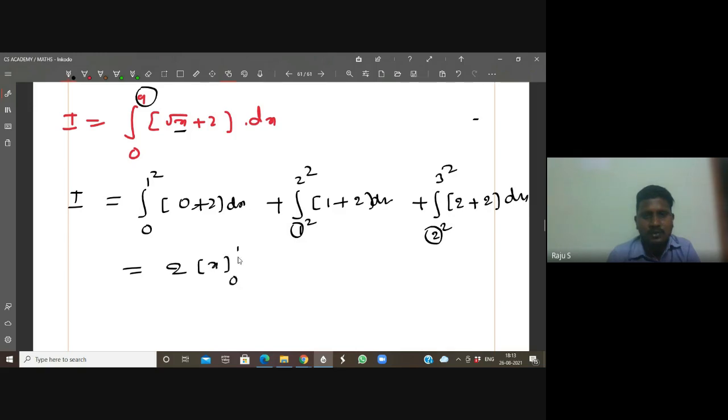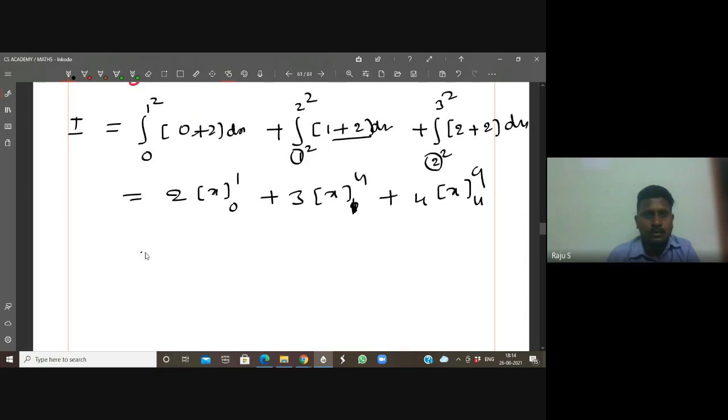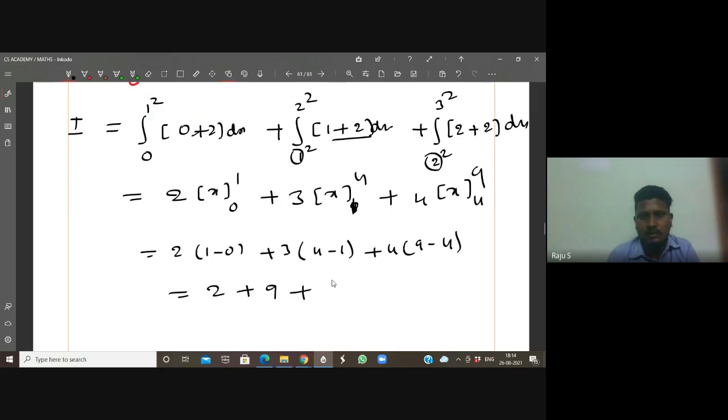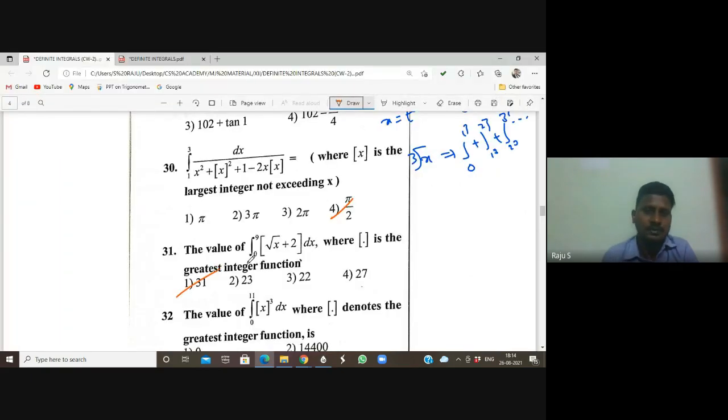x from where to where? 0 to 1. Here 1 plus 2 is 3. 3 is a constant outside, x from where to where? 1 to 4. Here 4 is a constant, take it outside. 4 times x, from where to where? 4 to 9. That's all. So 2 times 1 minus 0, 3 times 4 minus 1, 4 times 9 minus 4. That is nothing but 2 plus 9 plus 20. This is nothing but 29 plus 1, 31. 31 is the answer. First option.